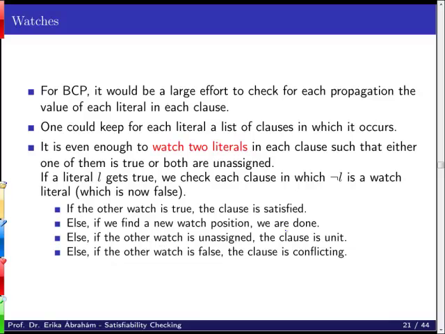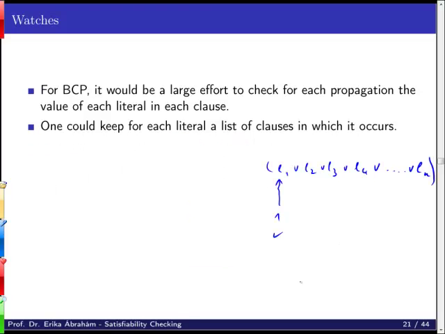So what is used usually is the so-called watch literal scheme. That means we take only two literals and we keep the lists for these two literals of clauses in which these literals are watches. That means in each clause, I can choose two literals. These are usually the first two in the clause, if it is stored, such that we do not have to remember the watches. If I store a clause, just the first two literals are watches. That means if one of them is true, it's fine. And if both are unassigned, it's also fine. It should not be the case that one of them is false and the other one is not true. And if this holds, then this clause never implies.